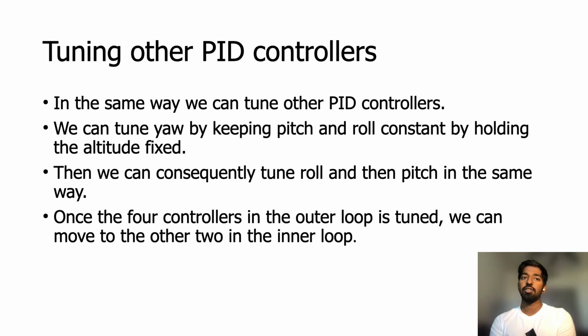In the same way, we can tune all the 6 PID controllers. We can tune yaw by keeping the pitch and roll constant and holding the altitude fixed. Then we can consequently tune roll and then the pitch in the same way. Once the 4 controllers in the outer loop are tuned, we can move to the other 2 in the inner loop.